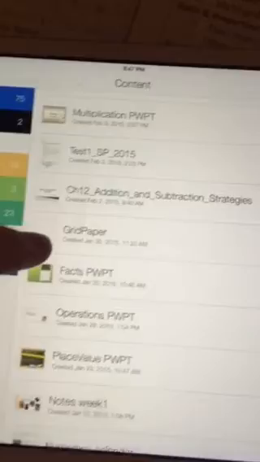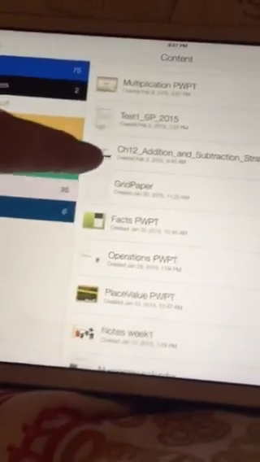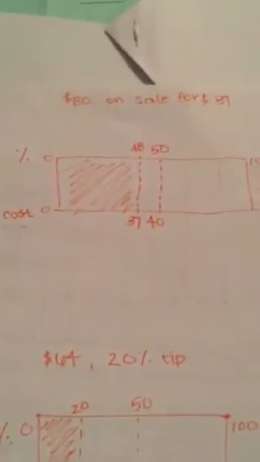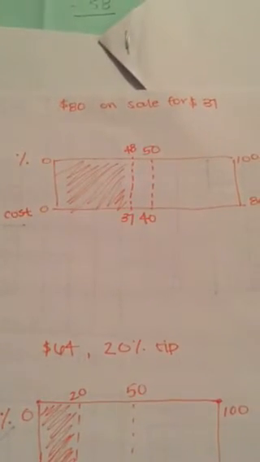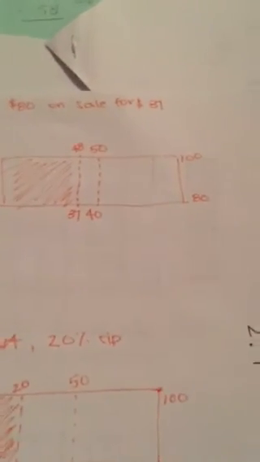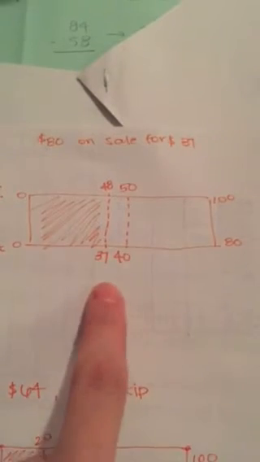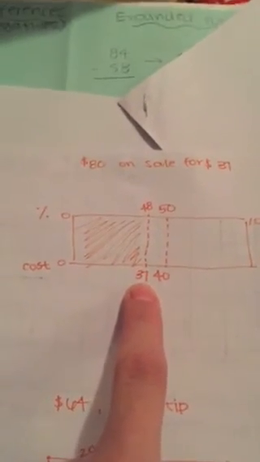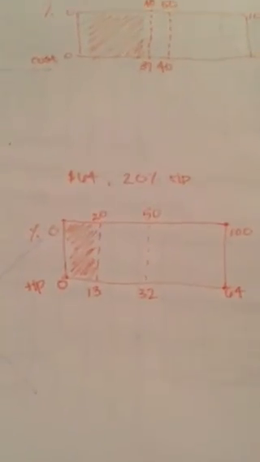My decimal, I have the double number line with the percent of fat, and this one is $80 on sale for $37, so you can just see how you keep breaking it down until you get to the 37 and see how much percent that would be, along with the percent tip.